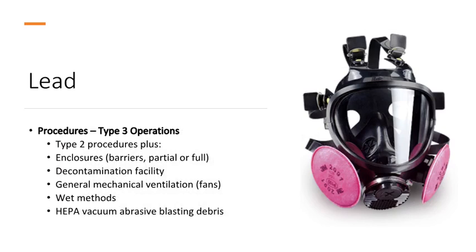The procedure for Type 3 operations must include: follow the Type 2 procedures plus partial or full enclosures, a decontamination facility, general mechanical ventilation such as fans fitted with effective dust collectors, a wet method of removal, and a HEPA vacuum for abrasive blasting of debris.